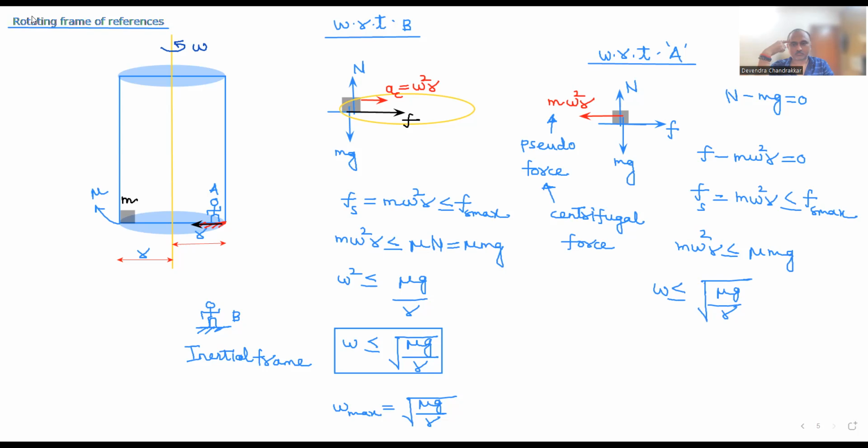Excuse me, sir, we are assuming it to be static friction, right? It would depend on the question. It will be static if we assume that the object is not sliding or slipping over the floor. That means there is static friction only.